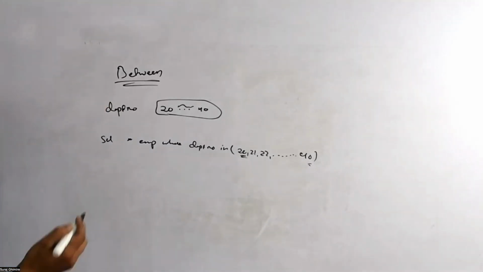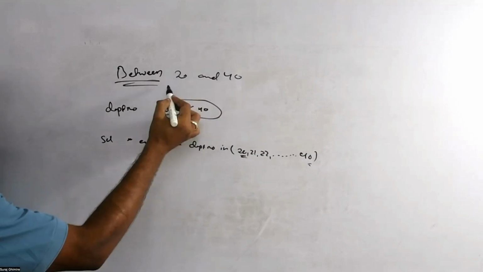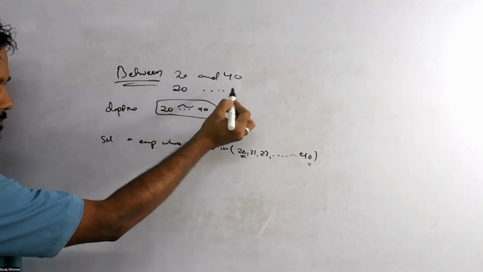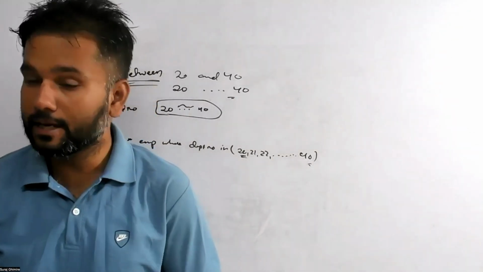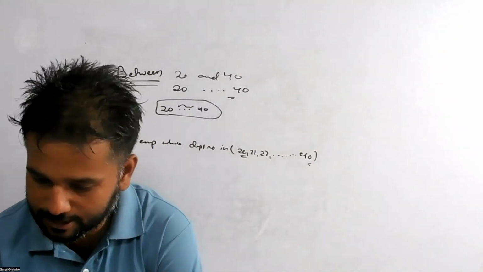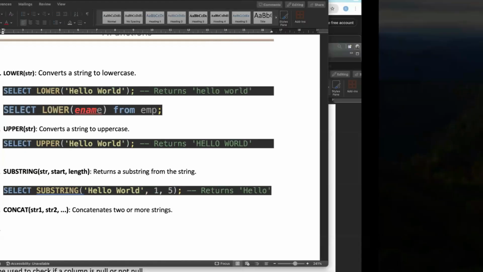Okay. Now when you say BETWEEN 20 and 40, that means from 20 onwards till 40. Okay, that's the use of your BETWEEN. So let's try to check this example. I'll share my screen and we'll go ahead from there.